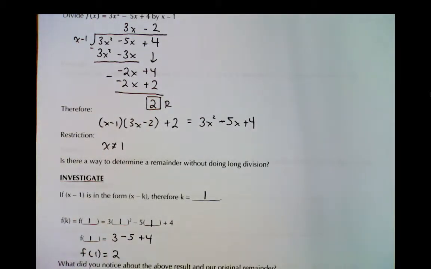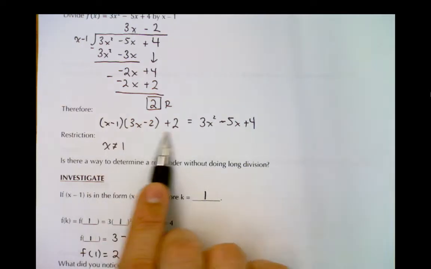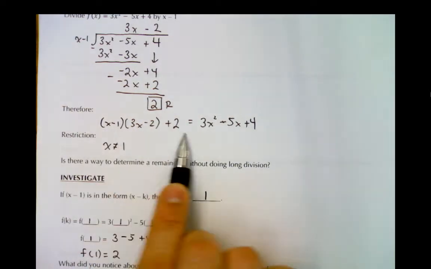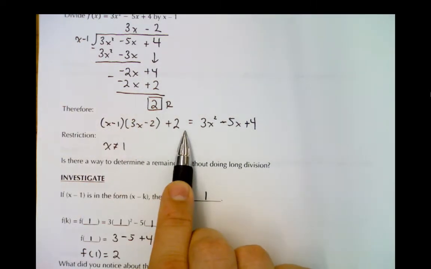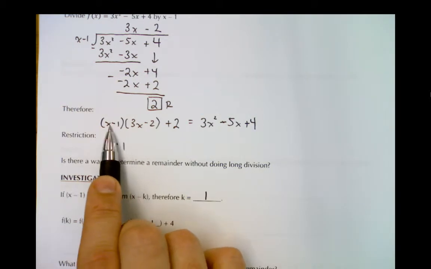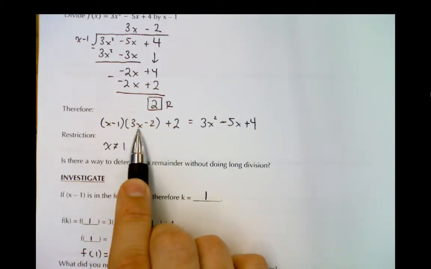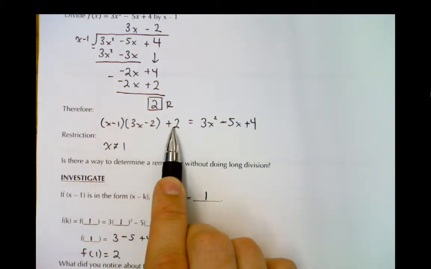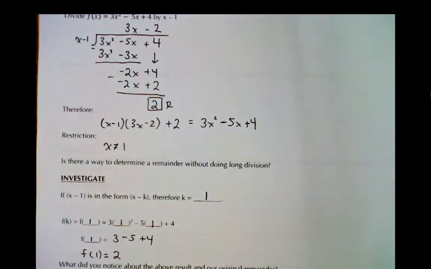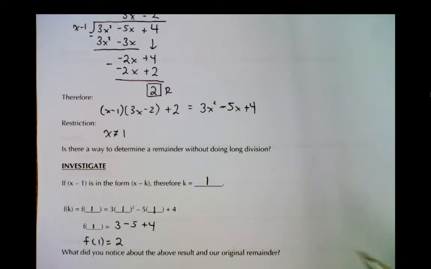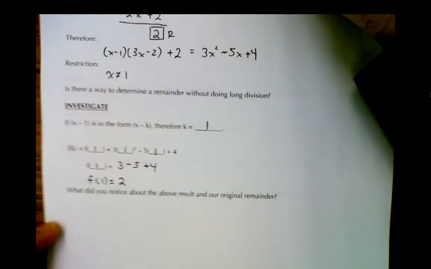Why does that work? Well, the reason it works is if we go look at our division statement, what would happen if we plugged 1 into this division statement? Well, 1 minus 1 is 0, and 0 times anything is 0. We're just left with plus 2. And that's the remainder theorem. What we notice about the above result and our original remainder is that they are in fact the same thing.